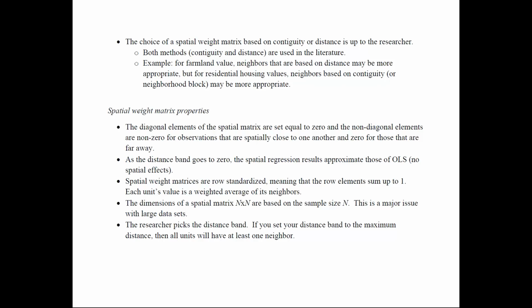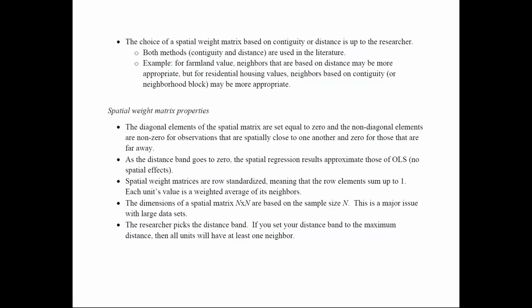So for farmland values, for example, neighbors based on distance would be more appropriate, because it doesn't quite matter if the counties touch each other, if they're big or small. Whether or not they're next to each other doesn't matter as much as how far they are from each other. But for residential values, maybe it would be more important that they're based on contiguity or the neighborhood blocks or something like that, rather than distance necessarily. You know, if they're in the city. So you're the one who decides that.